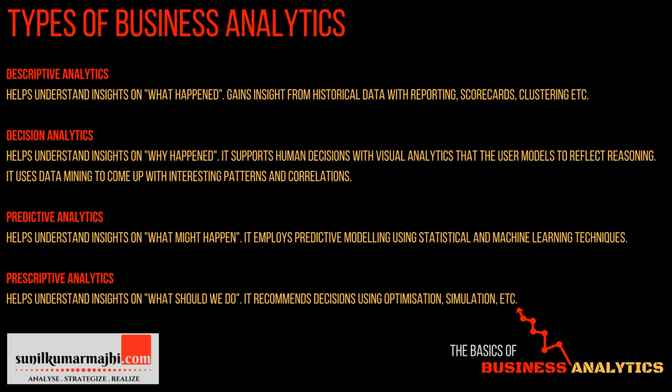The second type of business analytics is decision analytics. It helps understand insights on why it happened. It supports human decisions with visual analytics that the user models to reflect reasoning. It uses data mining to come up with interesting patterns and correlations. For example, whether or not to market a product can be answered using decision analytics.